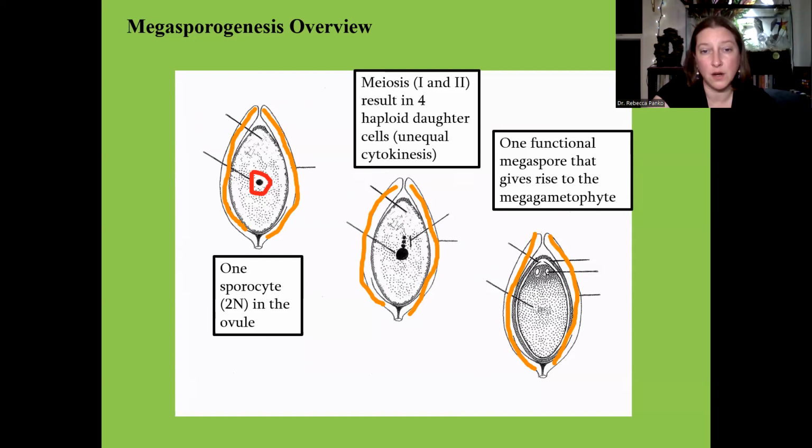These here are the 4 haploid daughter cells that resulted from meiosis. Those are the megaspores, and one of them has most of the stuff, so that's going to be your functional megaspore. The big one, this functional megaspore, is going to grow into the female gametophyte plant via mitosis and cytokinesis.